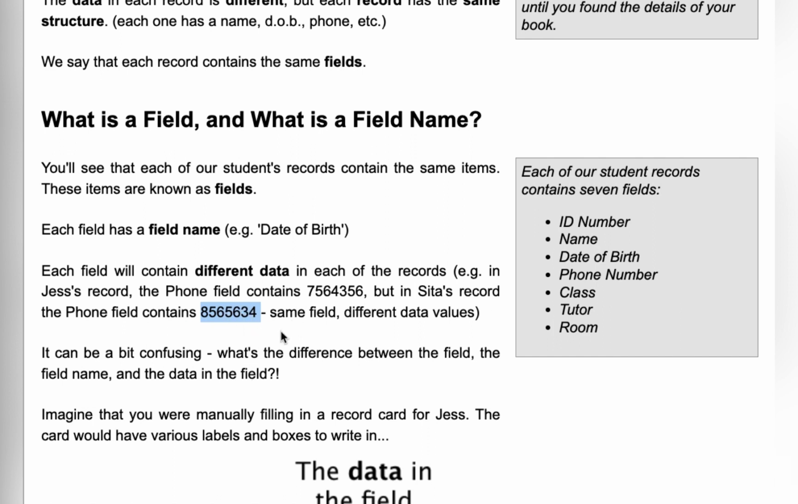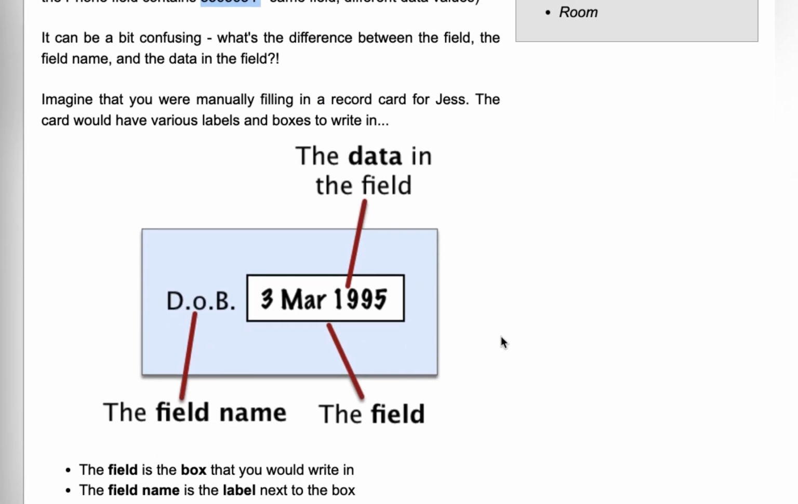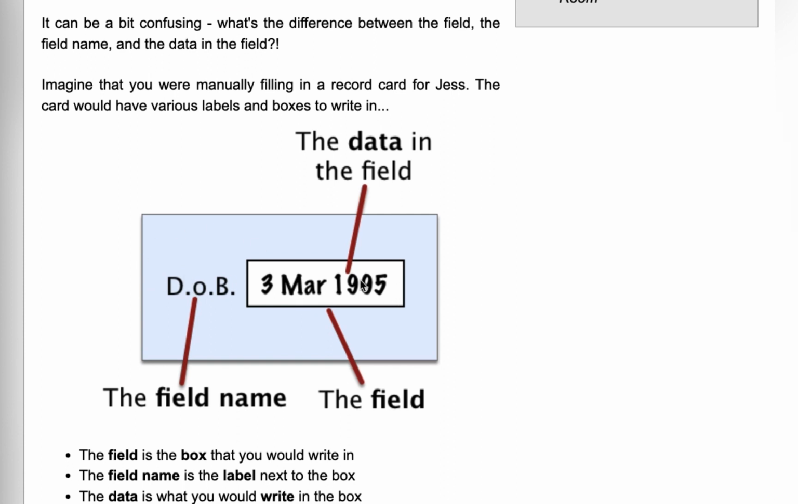Okay? It can be a bit confusing sometimes, but what's the difference between a field, the field name, and the data in the field? We already know what a field is. A field is that line. The field name is the title of that field. And the data is what we type in for every field name, what follows every field name. Is that okay? To make it clearer, this is the line. The field name is the date of birth. The field is the line itself, where you enter the date of birth.